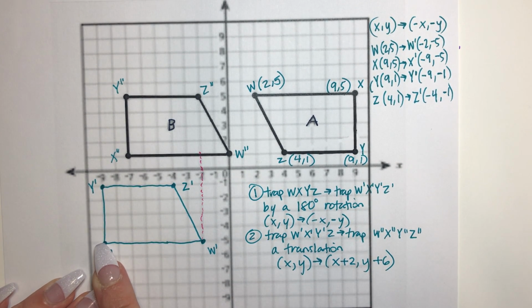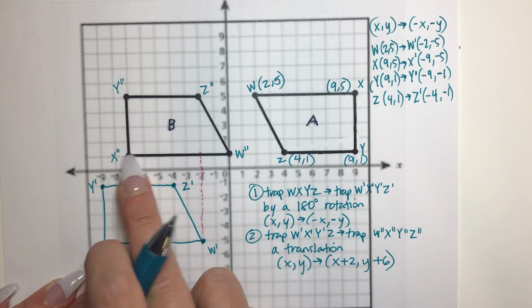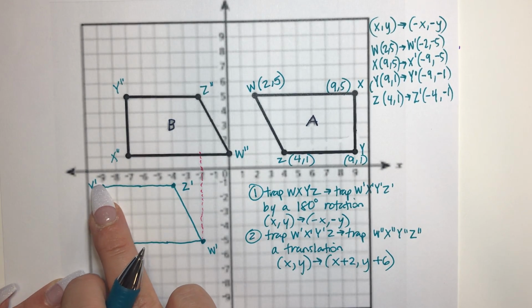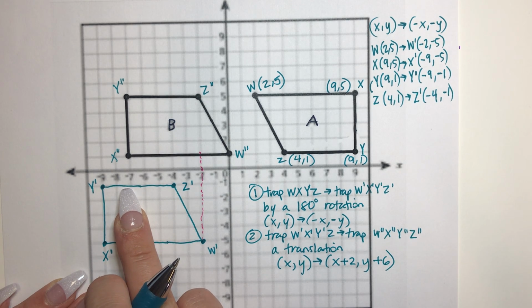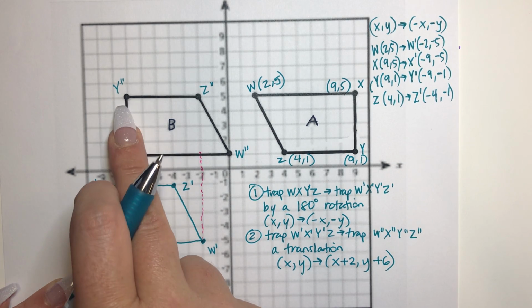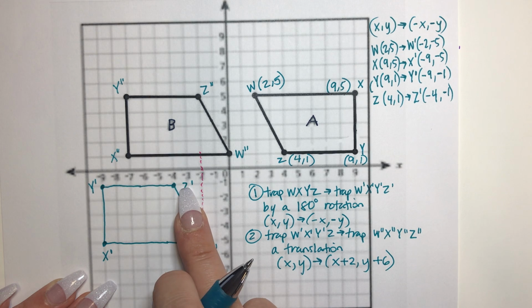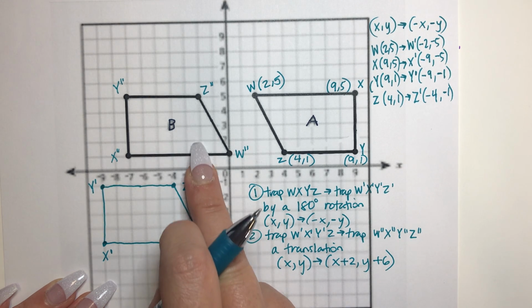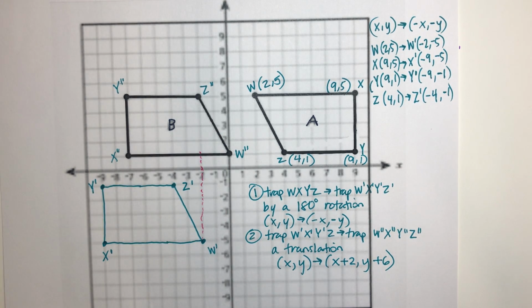So here we are at X, goes over 2, up 6. 1, 2, 3, 4, 5, 6. Okay, that works. Perfect. Let's go to Y. Over 2, that's right, up 6. 1, 2, 3, 4, 5, 6. And then Z, over 2, up 1, 2, 3, 4, 5, 6. Okay, perfect. So that is it.